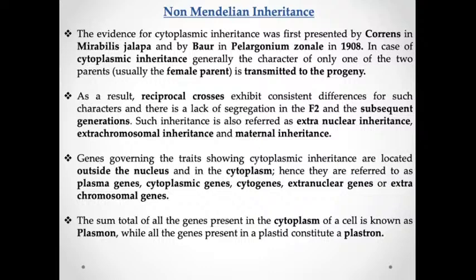They have different names: cytoplasmic genes, cytogenes, extranuclear genes, or extra chromosomal genes. These are the various names for the genes that are present outside the nucleus, in the cytoplasm. The sum total of all genes present in the cytoplasm of a cell is known as plasmon, whereas the genes present in the plastid are known as plastome. So the sum total of genes in the cytoplasm is plasmon, and the ones present only in the plastid constitute the plastome.